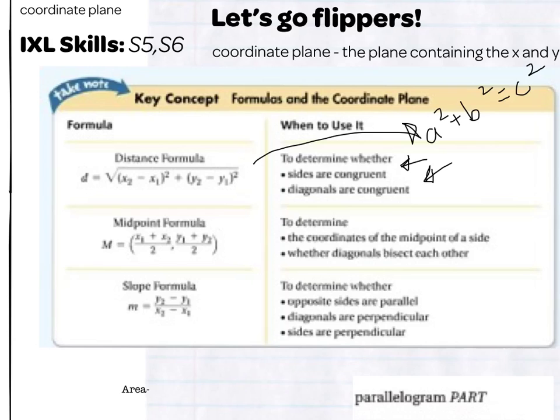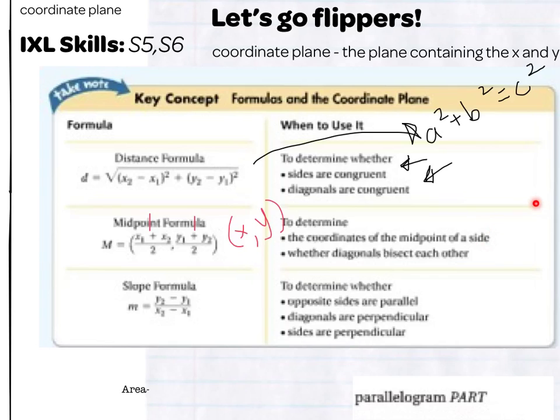Okay, the midpoint formula is something we've used before and we're pretty successful at. We add the x's or we add the y's and we divide by 2. And we get 2 actual numbers that give us a point on the graph. Okay, and we use this to determine the coordinates of the midpoint. And again, if diagonals are bisecting.